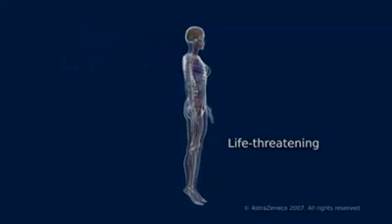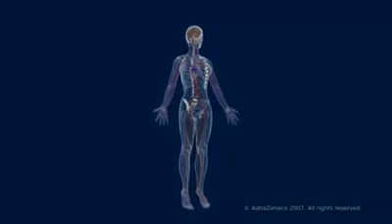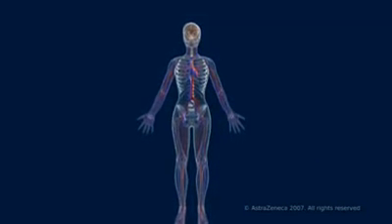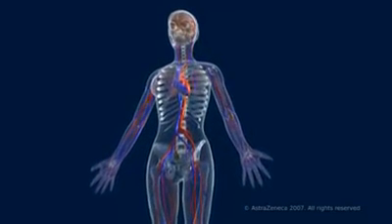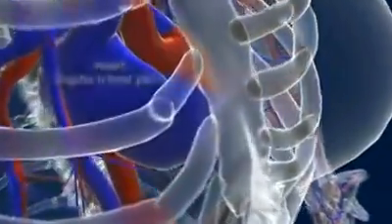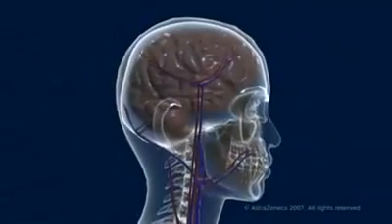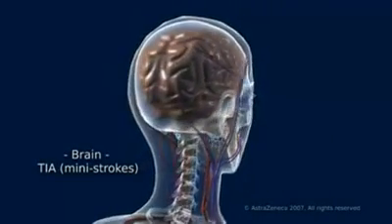Depending on the location of the blockage, the consequences, such as stroke or heart attack, may be severe and could be life-threatening. Atherosclerosis is progressive, and it can take many years before symptoms appear. But some people can have no symptoms even with extensive atherosclerosis and are at risk from sudden death.